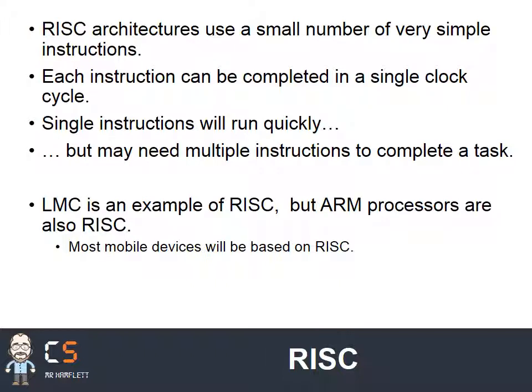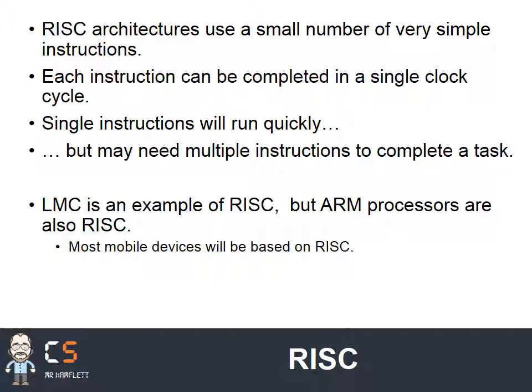Now, RISC architectures use a very small number of simple instructions. So rather than having a really large set of instructions, it will use a smaller set and then use those instructions to complete any task that you need to do. Okay, so we'll have enough instructions to do all the tasks that a computer needs to do, but not have loads of extra ones to do other extended things.